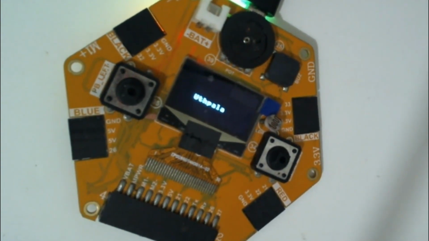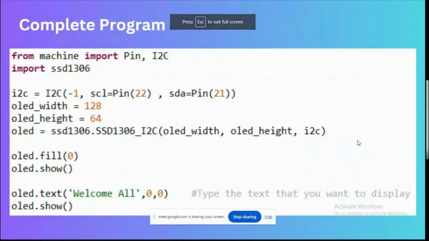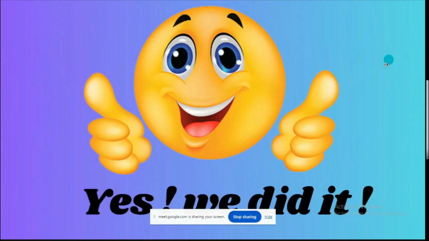So this is how we can display some text on the Magicbit display. This is the program to do it. First, we imported the required libraries, and then we defined the things related to the OLED display, or initialized the display, and then we cleared the display first. If something is already on the display, we clear it, and then we show the text we want. So yes, we did our first activity on the Magicbit.